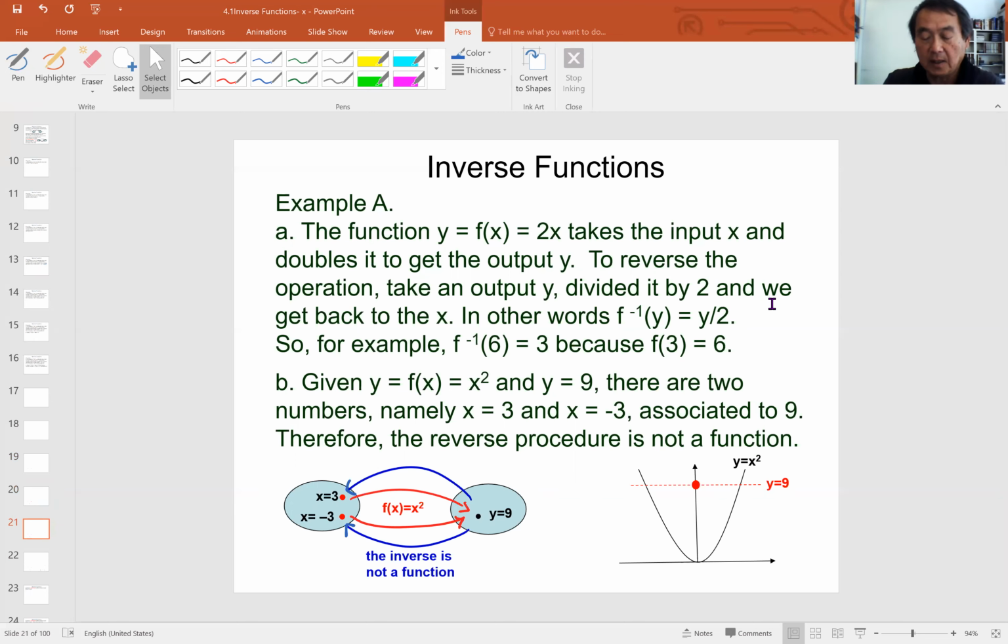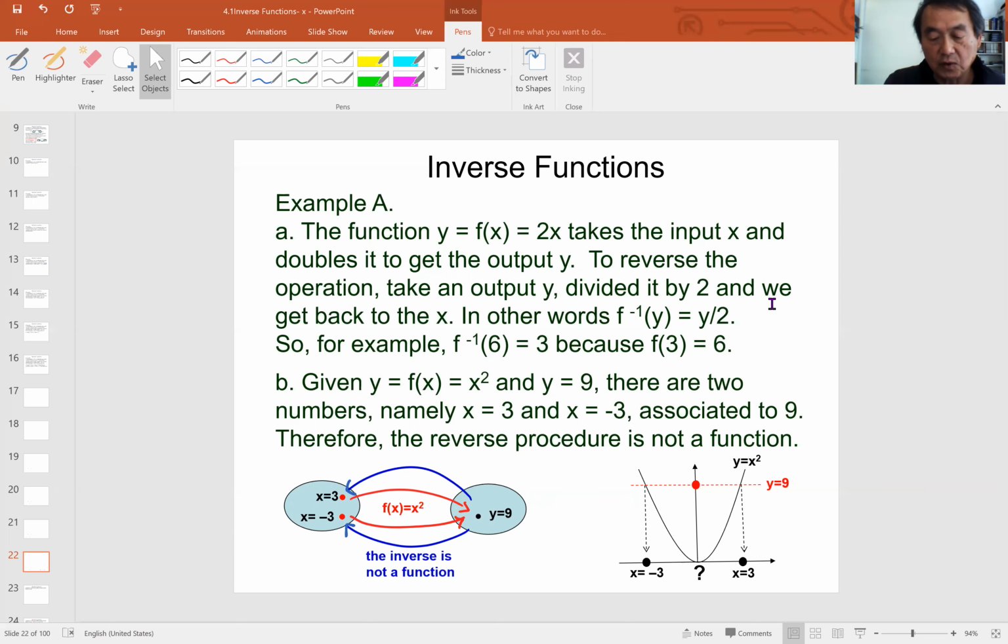On the graph, basically, here's the graph of y equals x squared. Locating y equal to 9, I'm asking where the x came from. Well, there are a couple of x's, -3 and 3. I don't know which one it is. Therefore, this reverse is not a function.